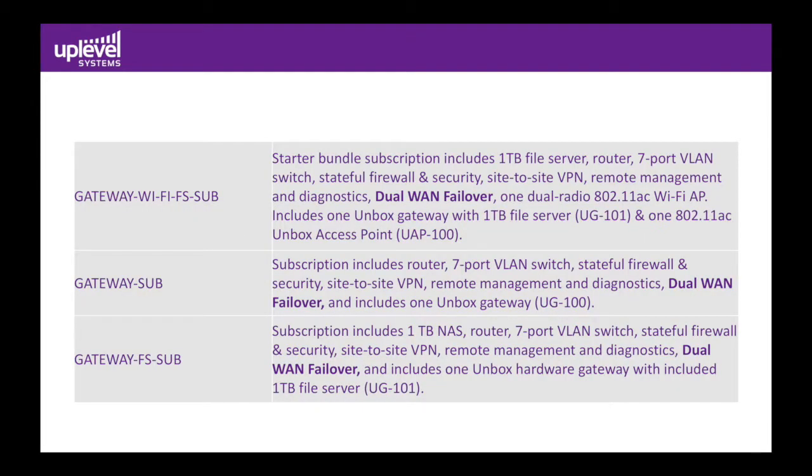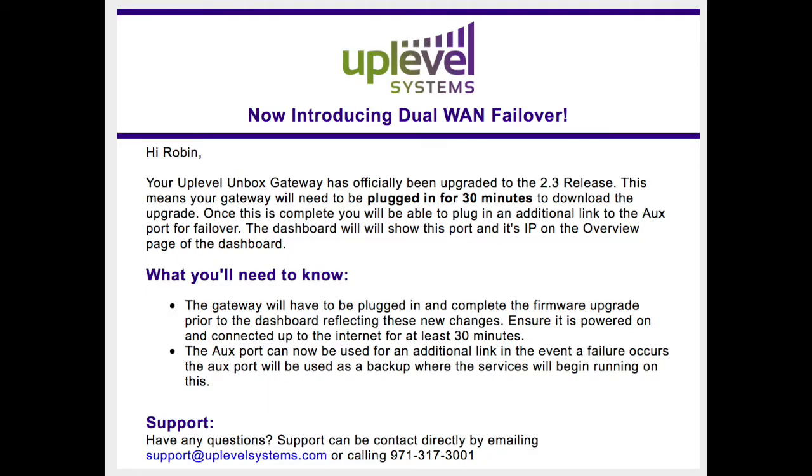This dual WAN failover is now included in all of Uplevel systems-based packages, meaning no additional cost for the existing hardware to support the new functionality. Now see the dual WAN failover available with Uplevel's 2.3 release. As soon as your Uplevel is upgraded to the new firmware, you'll automatically see these new features.